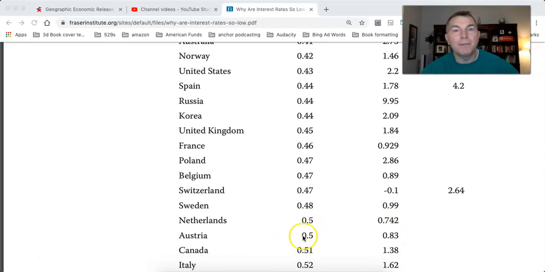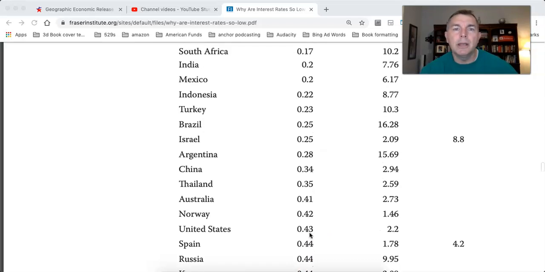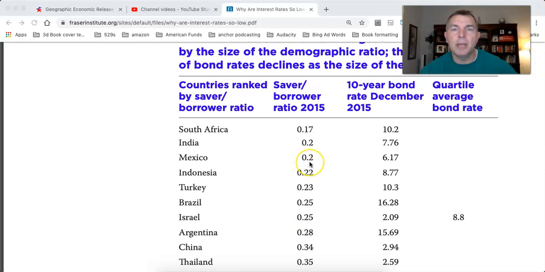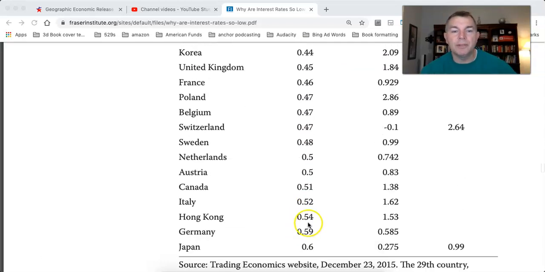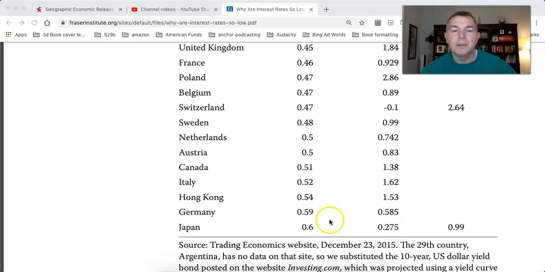Austria, 0.5. So does that mean you've got one or you've got half? I think you had two. So you've got 0.5, which means you have two borrowers for every one saver. And in Mexico, you've got 5 borrowers for every one saver. Canada, as you can see, look at this. Japan, 0.6, 0.275. Hong Kong, 0.54, 1.53. Canada, 0.51, 1.38.